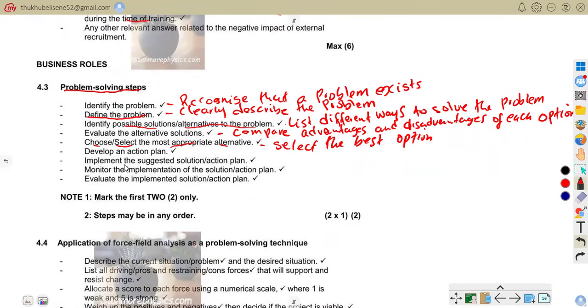Also, develop an action plan. So here we will plan how the solution will be implemented.